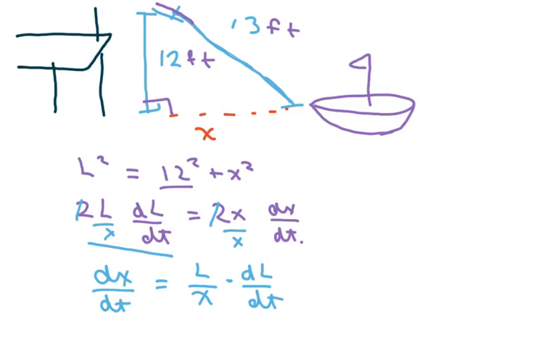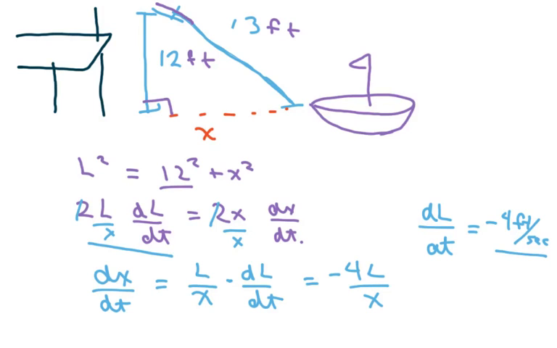Alright, so we need both. We have this one and the other one. Now, when you clean this up, we're going to get this equals -4 times L over x, because dL/dt equals -4 feet per second, because that's what they're bringing in the boat. That's the speed of bringing in the rope, like pulling on it. Now we have to discover when L is 13.